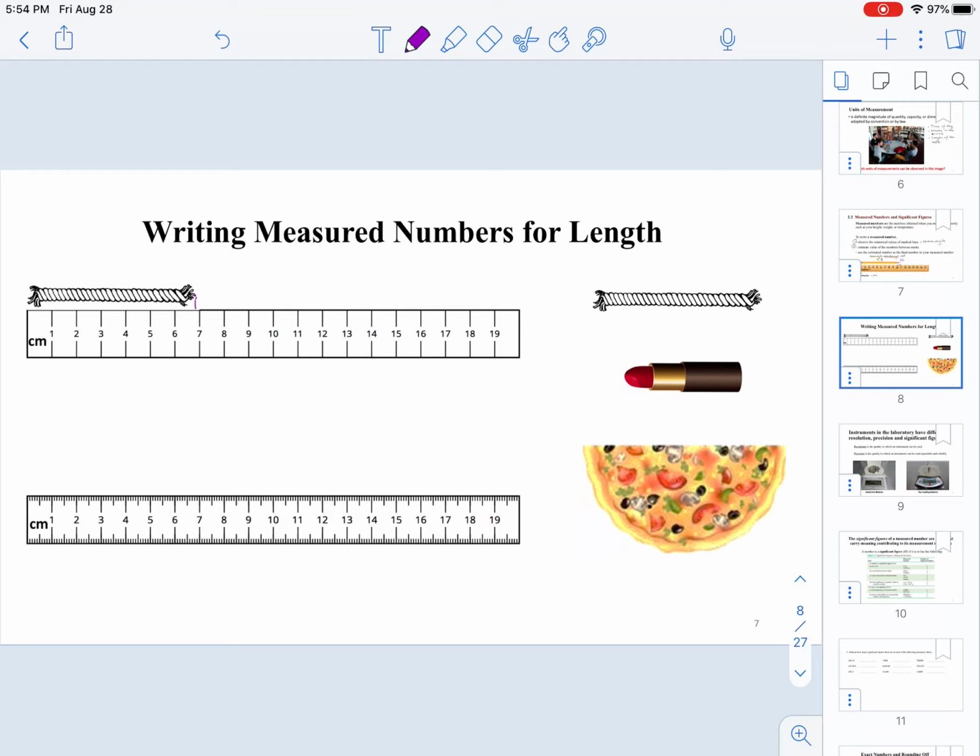Utilizing that top ruler, I will say that my measurement is going to be, let's say, 6.8 centimeters. Again, when it comes to this, remember that 6 is going to be your known digit. 8 is going to be your estimated digit. So that's where that comes from. Let me just erase those markings.